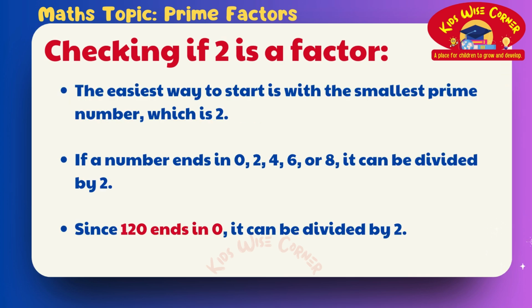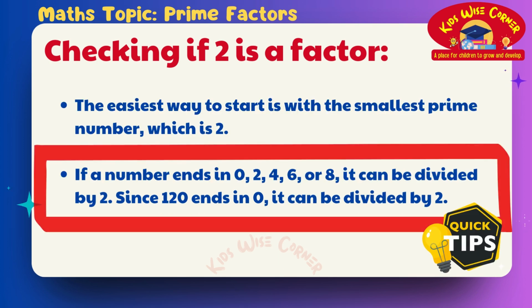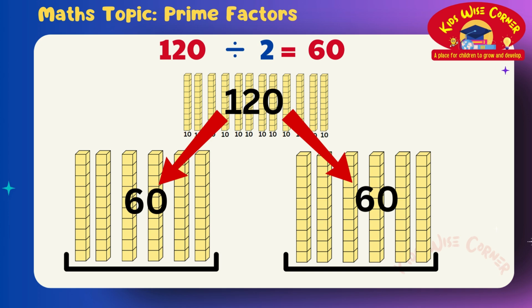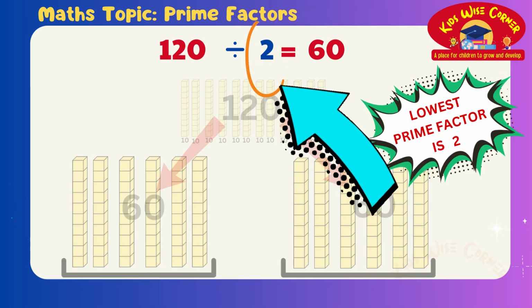Start with the smallest prime number, which is 2. To know if the smallest prime factor is 2, use this simple trick. If a number ends in 0, 2, 4, 6, or 8, it can be divided by 2. Since 120 ends in 0, it can be divided by 2. Dividing 120 by 2 gives us 60. So, the lowest prime factor of 120 is 2.